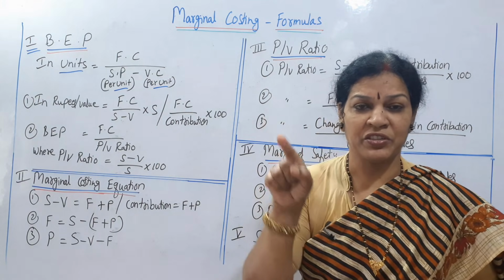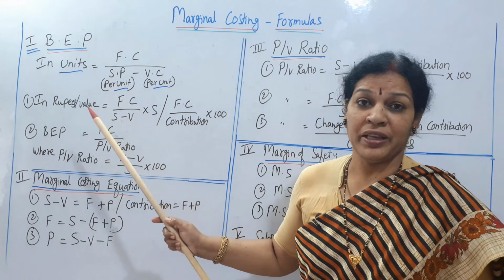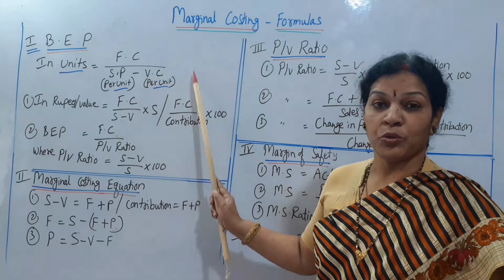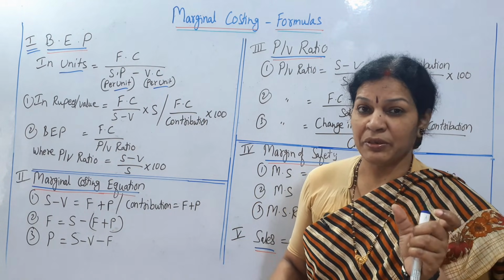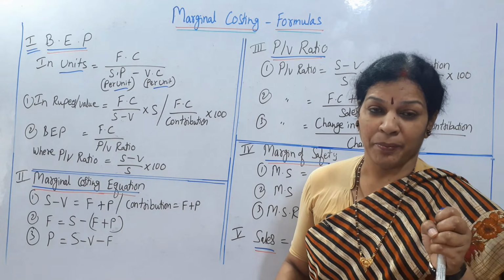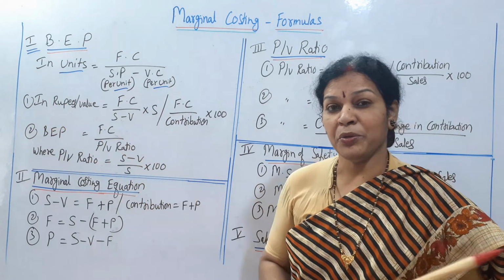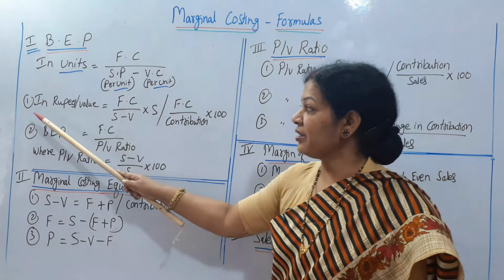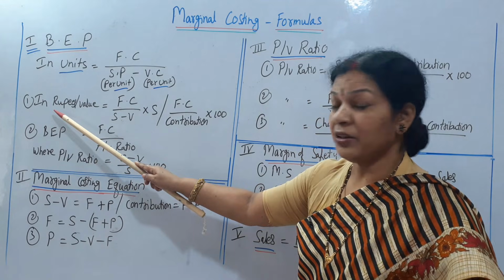Do you remember? Fixed cost by selling price minus variable cost. FC by S minus V, so that you will get units wise. Break-even point in units: at what units you will get the break-even point, you will know through this formula. And if you want to know break-even point in rupees, value wise, this is the formula. So this is for units and this is value wise.